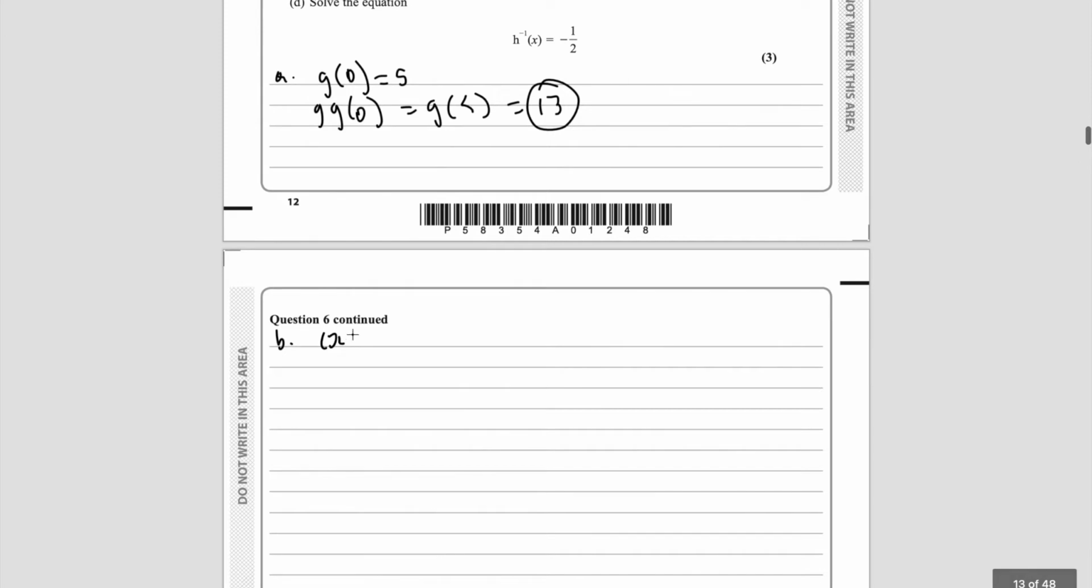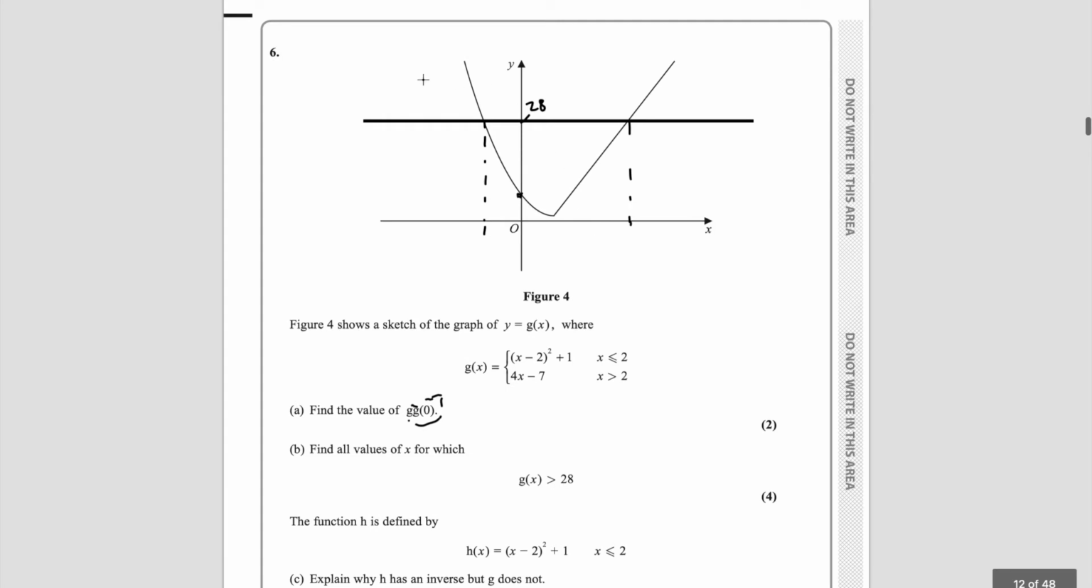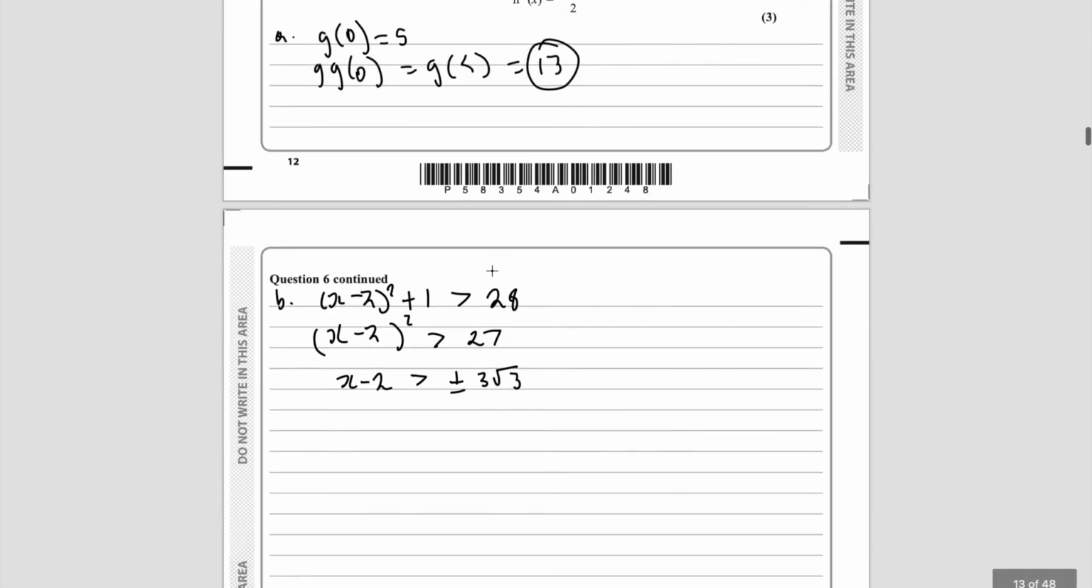So for the first part, we have x minus 2 squared plus 1 being greater than 28. We rearrange this, subtract 1 from both sides, to have x minus 2 squared is more than 27. Square root both sides, x minus 2 is greater than plus or minus 3 root 3. And remember here, we're looking for the negative value of x. At this point of intersection, x is negative. So we're going to be taking the negative square root, minus 3 root 3, and adding 2 onto that. So x is going to be greater than 2 minus 3 root 3.